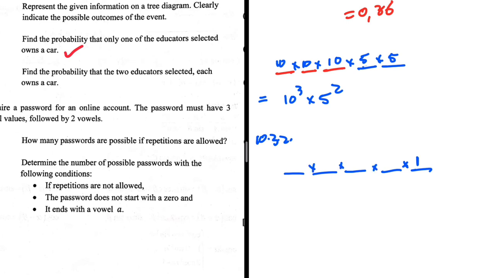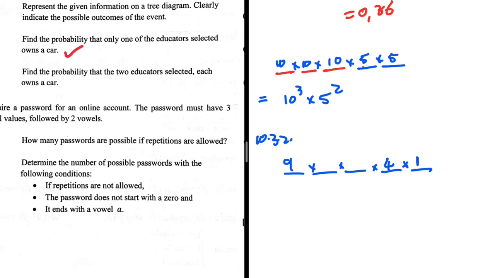And then repetitions are not allowed. So here on the other spot where we need to place a vowel, we are going to be left with 4 vowels because repetition is not allowed and A already occupies the last one. So we're going to have 4 possible vowels here. Okay. And then the password does not start with a 0. So if it does not start with a 0, it means that in this first position, we are not supposed to have 0. So of those 10 digits, we can only have 9 there on the first spot.